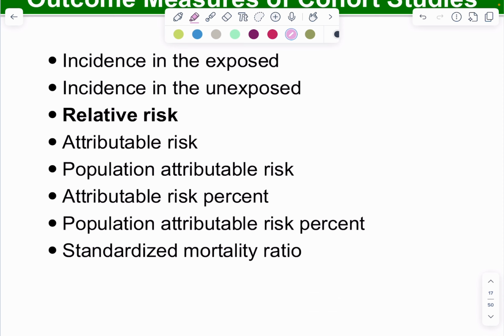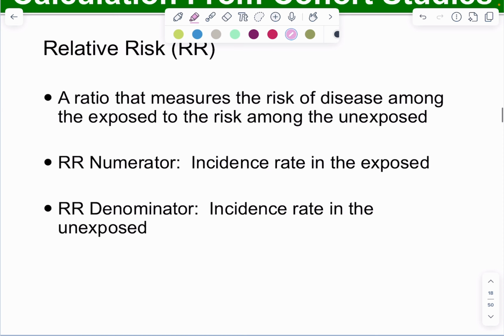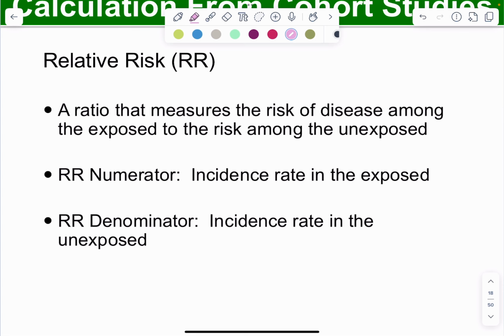The common one is the relative risk. Relative risk is the ratio that measures the risk of disease among the exposed to the risk among the unexposed. So our numerator will be the incidence rate in the exposed, and the denominator will be the incidence rate in the unexposed. This is from the 2 by 2 table you have seen.